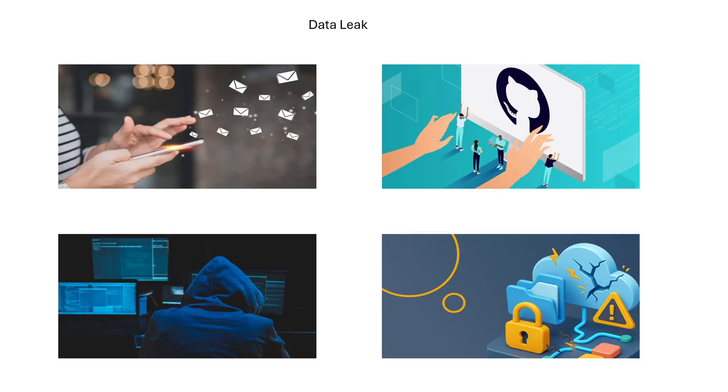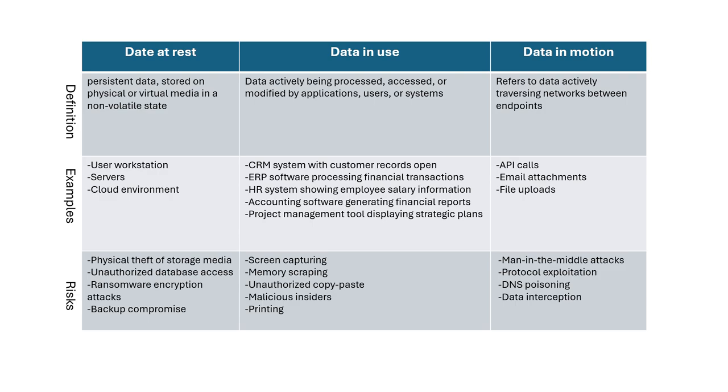I'll start by explaining the different data types. In the realm of DLP, there are three types of data. First, data at rest. Second, data in use. Third, data in motion or transit. I found an interesting example on the internet which is a business analogy. At rest equals money in the vault. In use equals money on the teller's counter. In motion equals money in the armored truck.